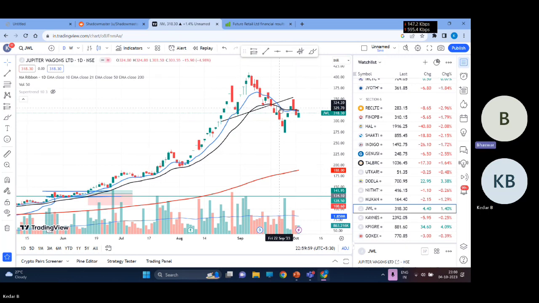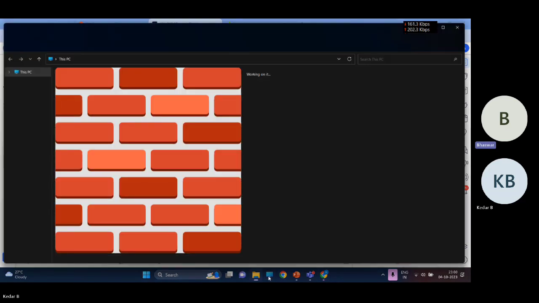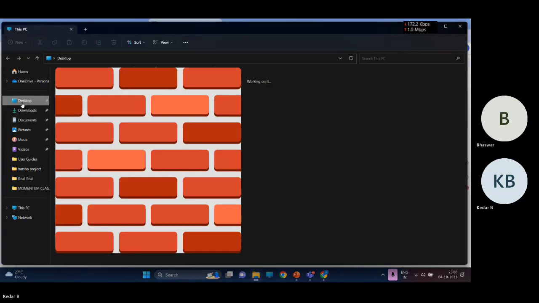Perfect. That's what my concern was, that in the coming 10, 20, 30 years, will we continue to get such stocks in India? Yes, 100% it will. This is time tested. This has been existing since a century ago.